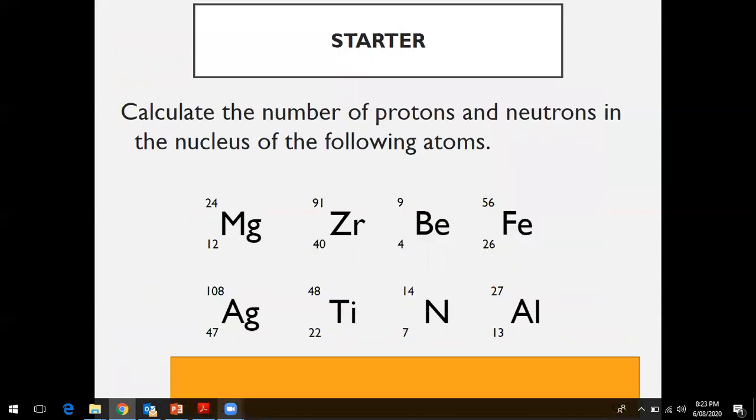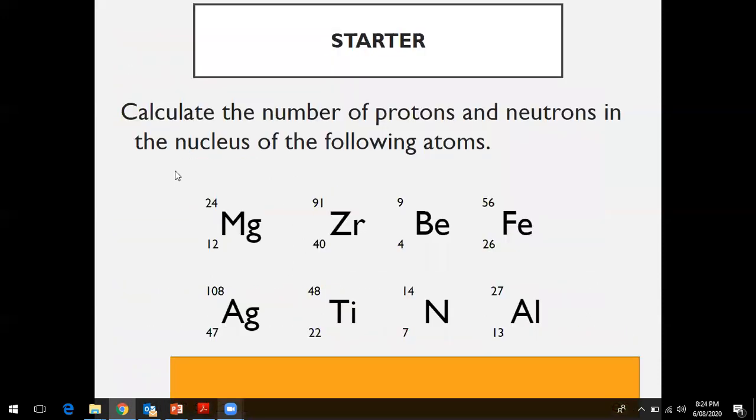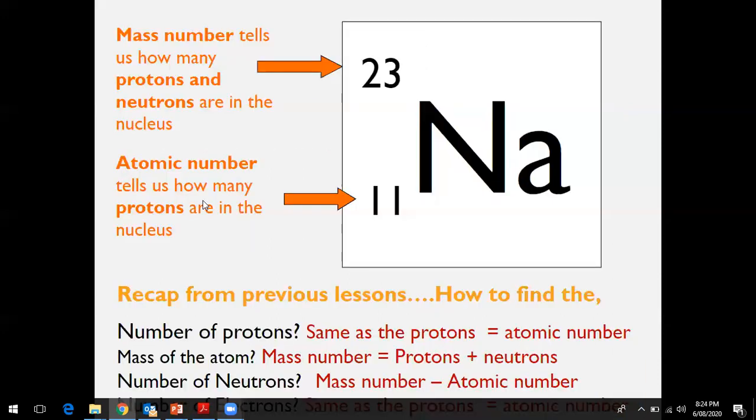Okay, so using the previous slide example, can you calculate the number of protons and neutrons in the nucleus of the following atoms? I'll give you a little bit of an example for the first one. So Mg, that is an element, that's magnesium. And at the bottom, if you go to the previous slide, what is at the bottom? It is the atomic number. And at the top, 24, what is that? At the top, it's the mass number.